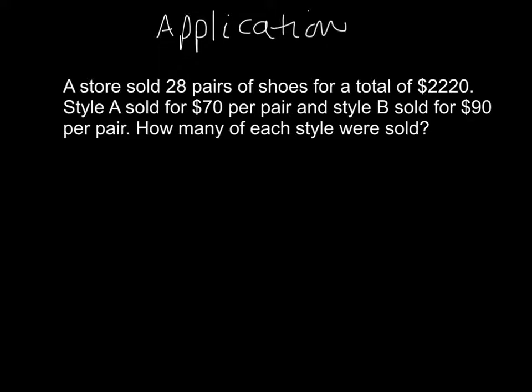One of the things that can happen when you have an application problem is that it tells you the slope and the y-intercept. So it tells you a starting point, which would be your y-intercept, and then it tells you how it changes per month, per year, per day, per minute, whatever. And then you would use that as your slope.